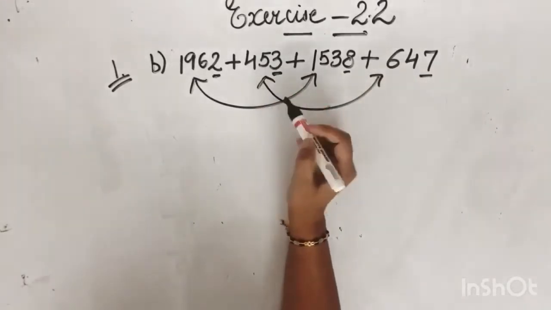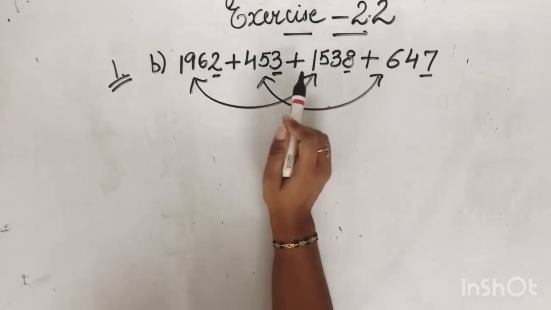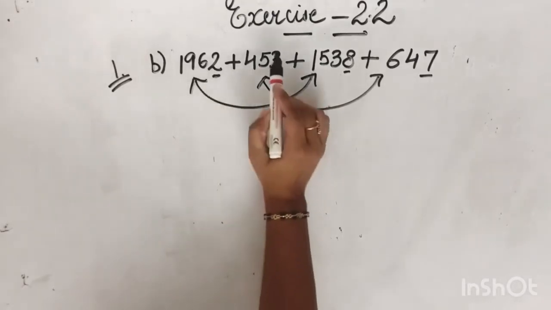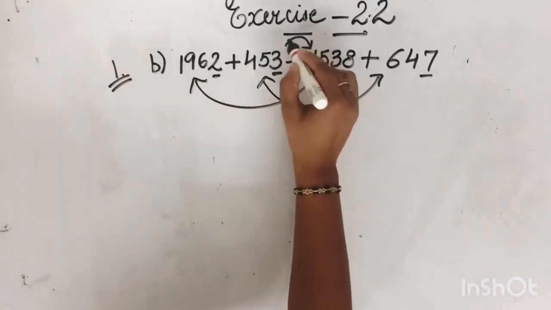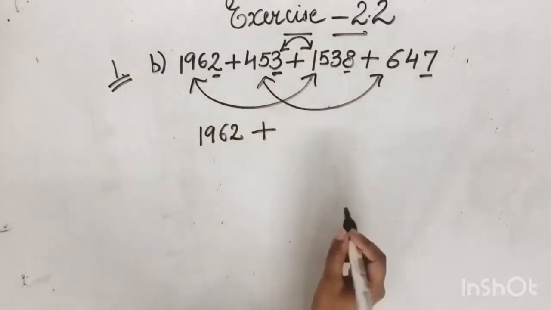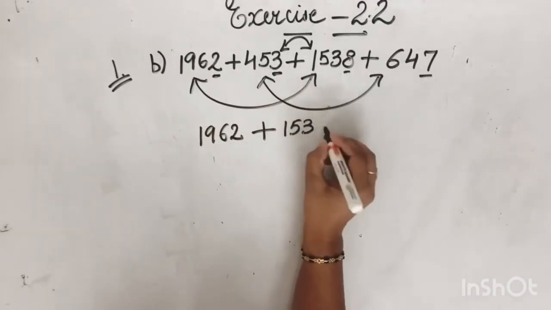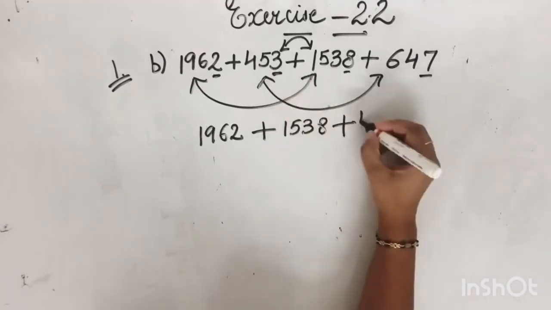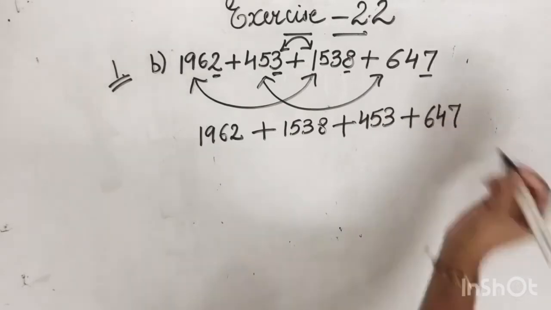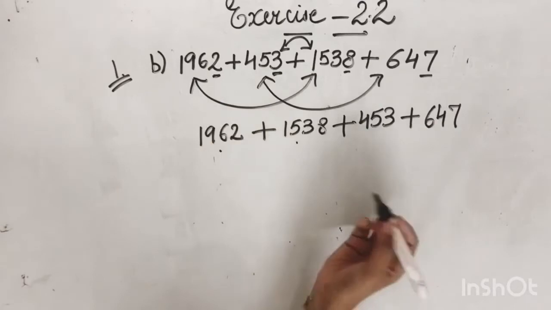So rearrange the terms. We know that the commutative property holds under addition in whole numbers. So we will interchange these two terms. 1962, write this as it is. Interchange these two terms. First write 1538 plus, now write 453 plus 647. Now add these two terms first.